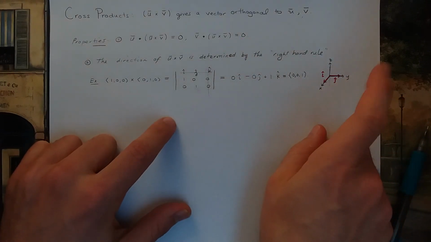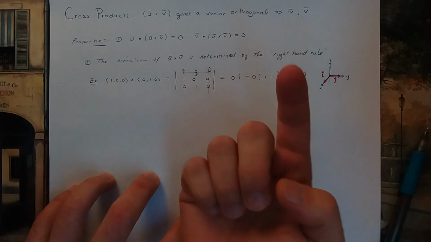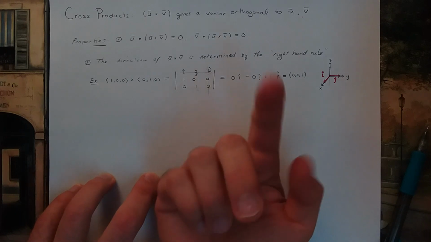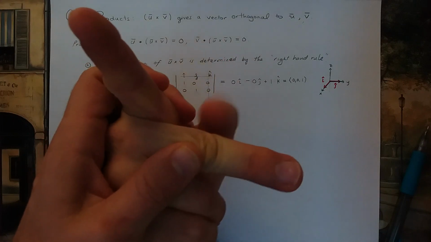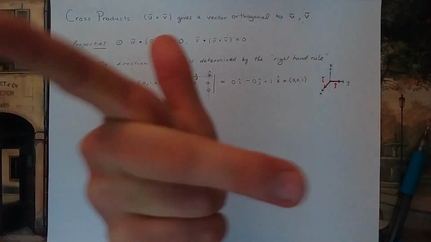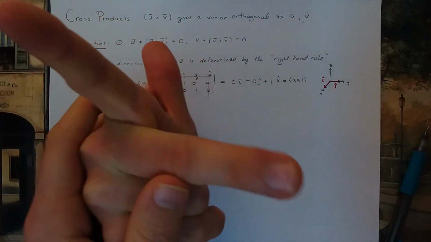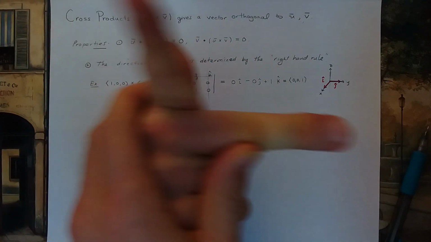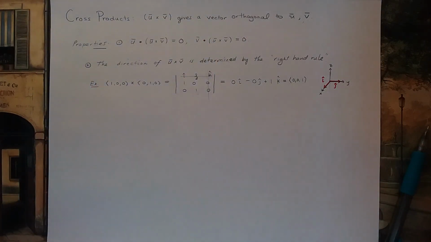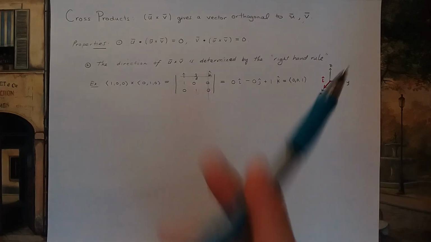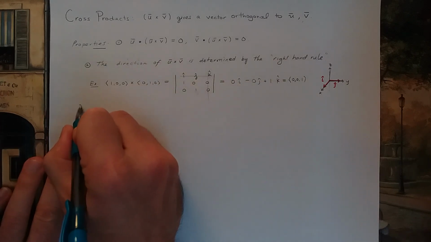So let's try that with this picture. I'm going to put my index finger in the direction of x, which is coming straight out of the page. And then I'm going to put my middle finger in the direction of the y-axis. My index finger is going straight up. My middle finger is going in the direction of y. Then my thumb is indeed pointing in the direction of z. So that's the so-called right-hand rule. That's property 2.